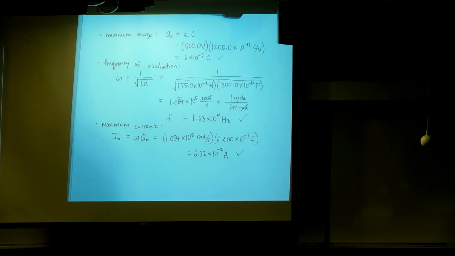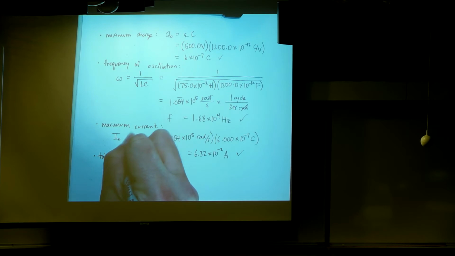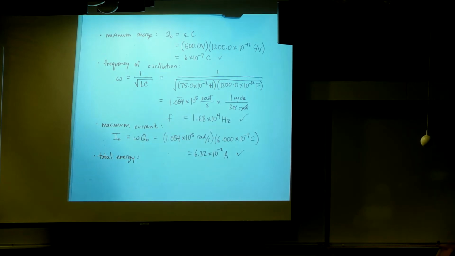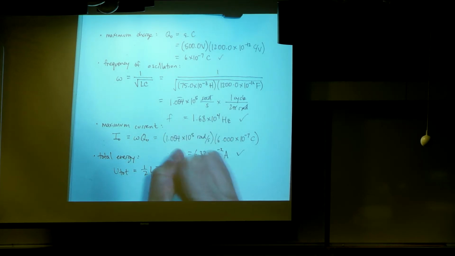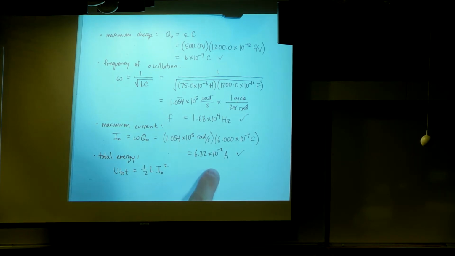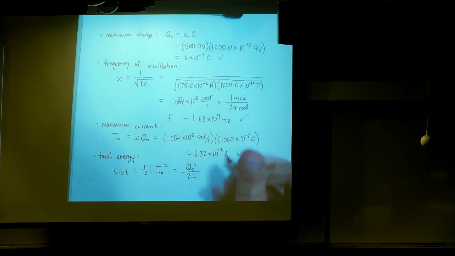And I believe there's one last question here, which is, what is the total energy that's sloshing back and forth within this circuit? Well, remember, we can write it two different ways. I can think of the total energy as being 1/2 L times I naught squared. That'll work. I can use this maximum current and the value of L, or I can do Q naught squared over 2C. So whichever way I choose to go, I'm going to get the same result, okay? Which way do you want to do it?